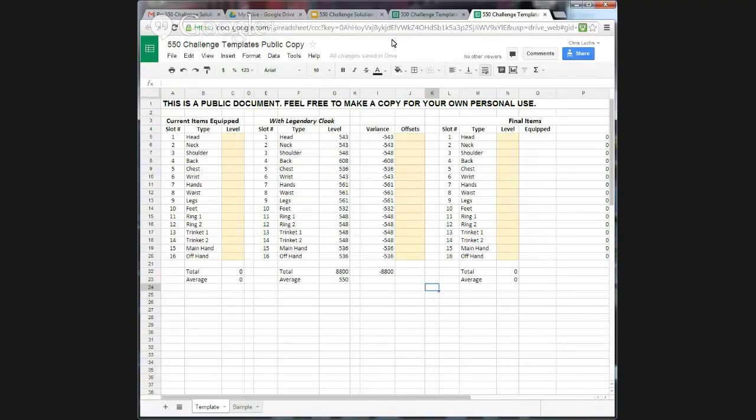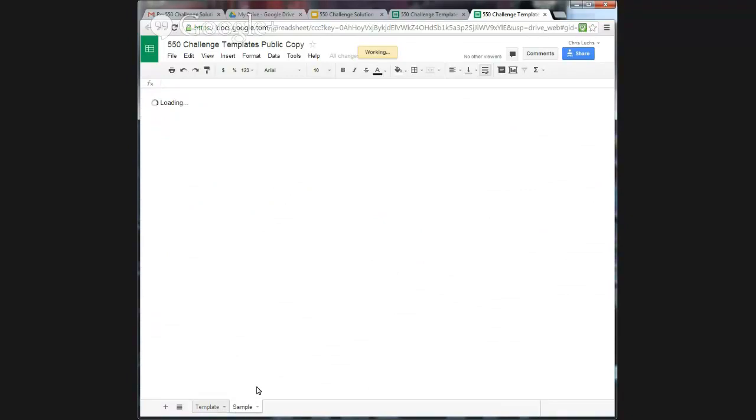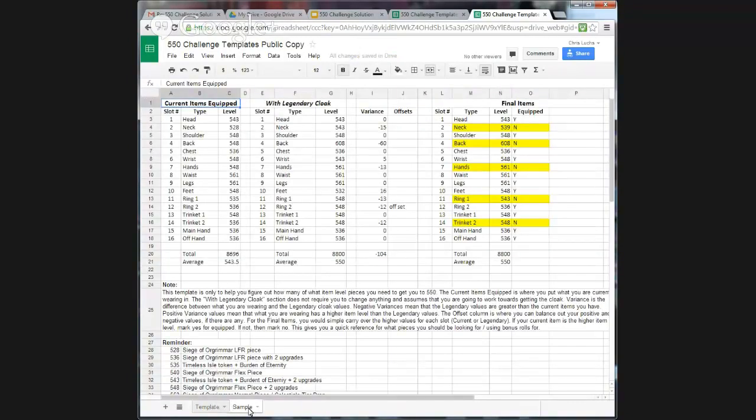But basically, here's the template that I used. So I'll go ahead and flip over to the sample. There's a little sample button down here at the bottom that will let you see what I did for Kuapi, actually. So here's a list of all the gear. The slots, here's what the legendary, I went with the legendary cloak strategy. The variance here is basically the difference between what I currently have equipped and the legendary cloak model.